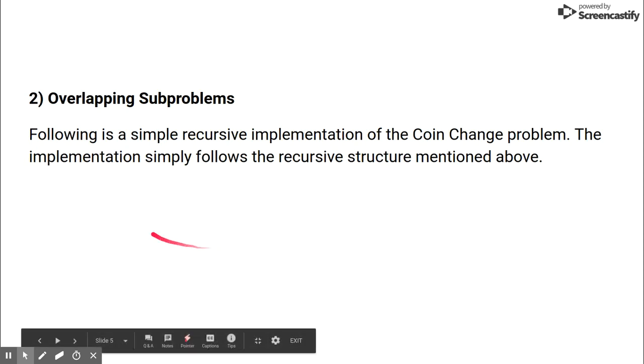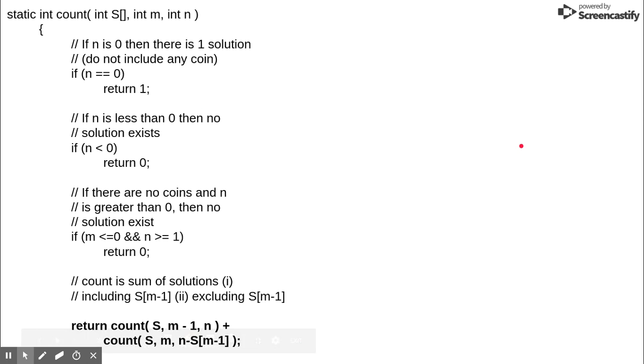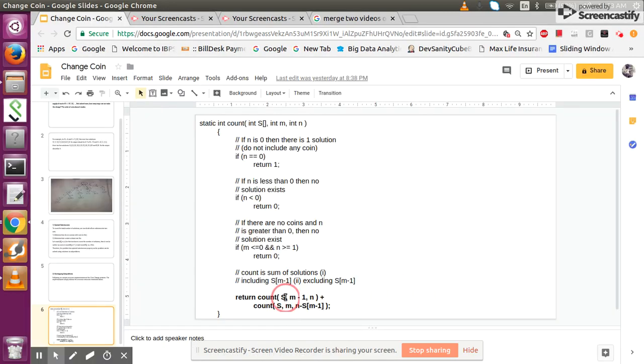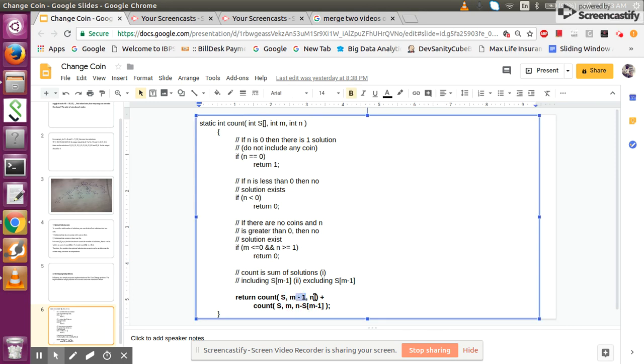Next are overlapping subproblems. Following is a simple recursive implementation of the coin change problem. It has overlapping subproblems. You can see that this is the recursive function for solving this problem. Here I am using S, m minus 1, ignoring one coin for all values, plus I am using all the coins but reducing the value by that coin.